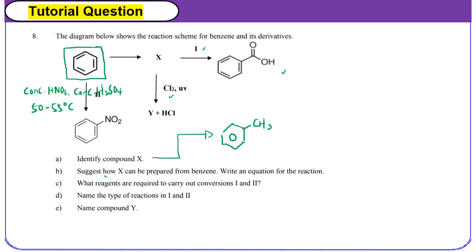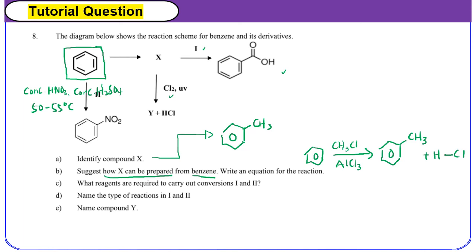Okay, suggest how S can be prepared from benzene. Write an equation for the reaction. So means that we are going to write a benzene ring react with CH3Cl with the AlCl3 as the catalyst. One of the hydrogen from the benzene ring will be replaced by the CH3. So hydrogen from the benzene ring will combine and form the bond with the Cl. So this is called equation. Basically for the equation, you need to give the side product.